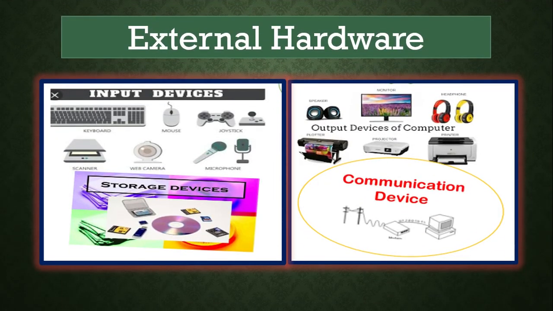So in this chapter we will firstly discuss all the input devices, which are keyboard, mouse, joystick, touchpad, scanner, web camera and microphone. Then all the output devices of computer, that are monitor, printer, projector, plotter and speakers. Next is the storage devices. So in this chapter we will discuss optical disc, its types, and flash drive. Last one is a communication device. In communication device we will discuss modem.